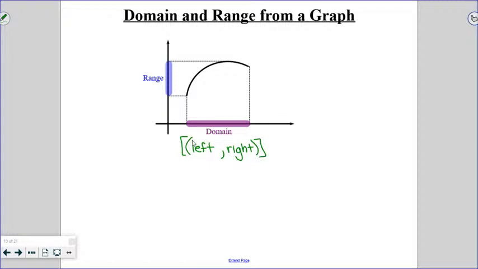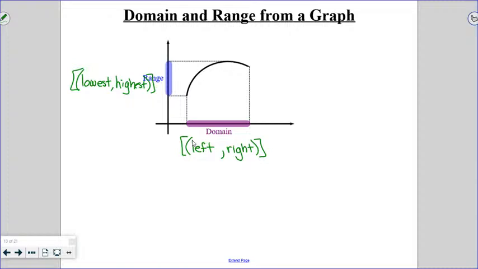Our range will be the lowest a graph will go to the highest a graph will go. Again, either parentheses or brackets, whether it includes or does not include that value.